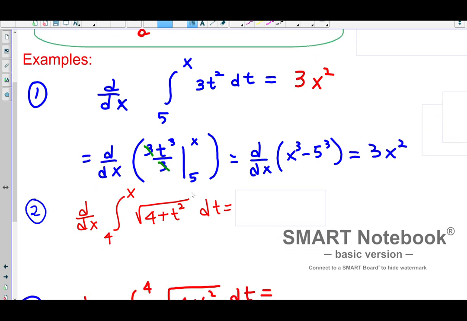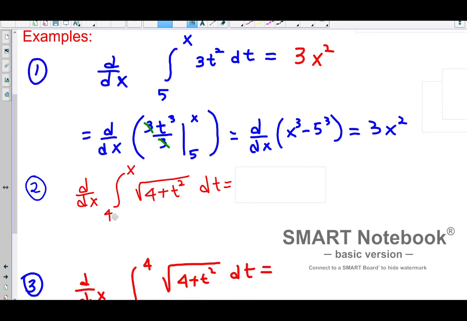So for example, for this one right here, the derivative of the integral from 4 to x of the square root of 4 plus t squared. Well, this one is not an easy integral, so we couldn't even do this second approach we did over there. Let's just apply the fundamental theorem. It says derivative of an integral, they're going to cancel each other, and just replace the t with x. So the answer will be the square root of 4 plus x squared.